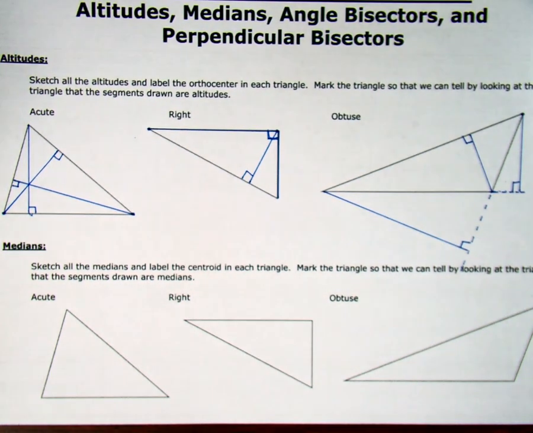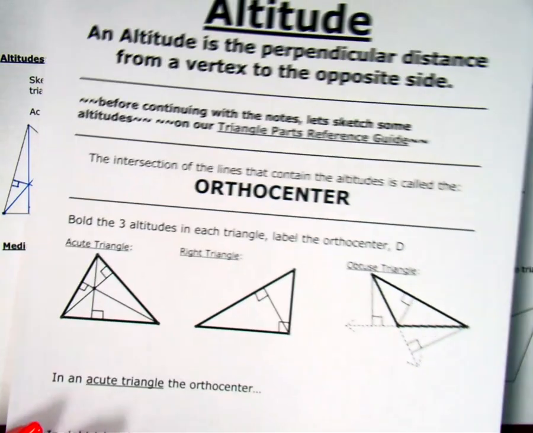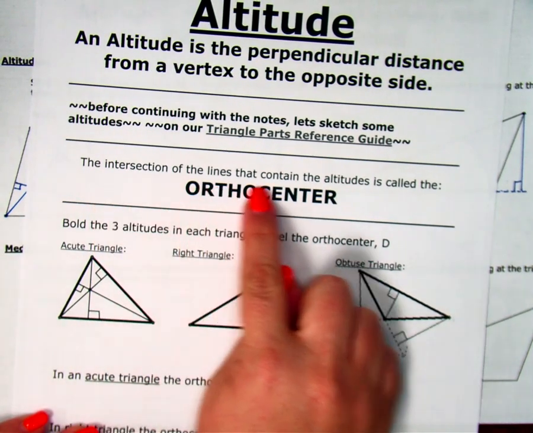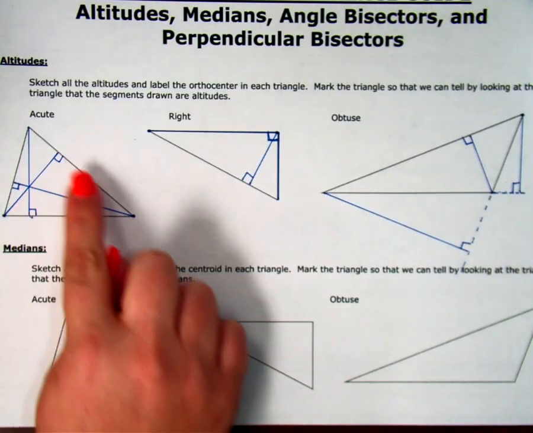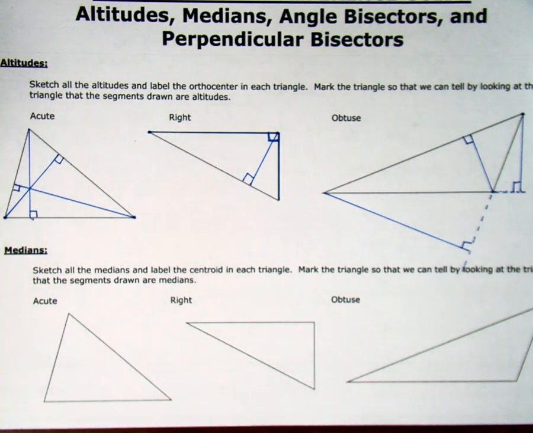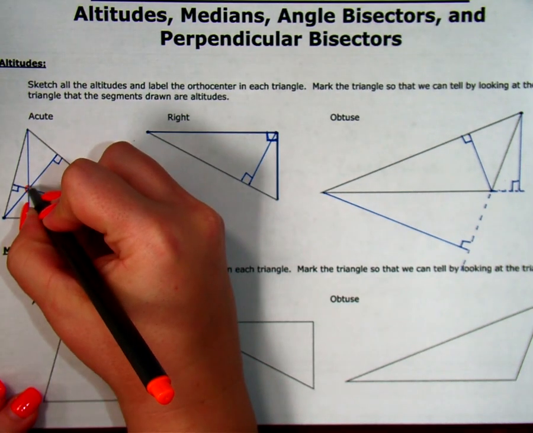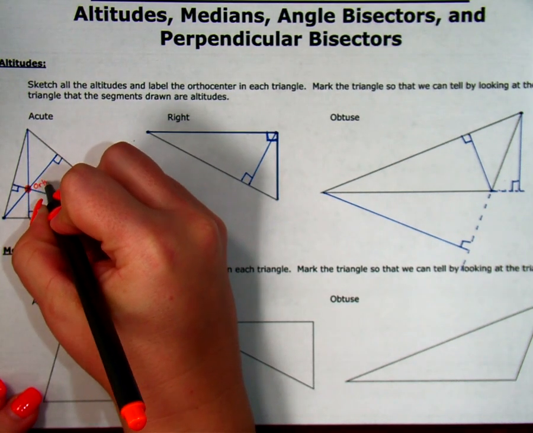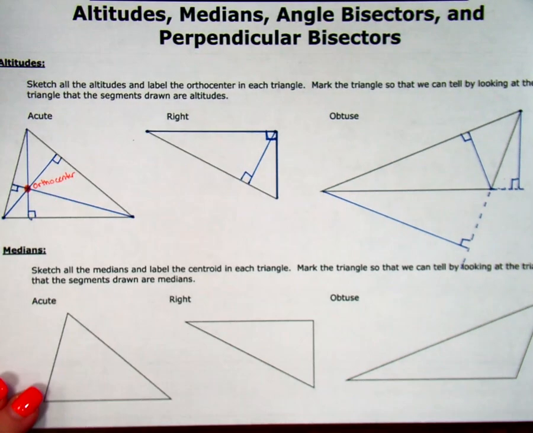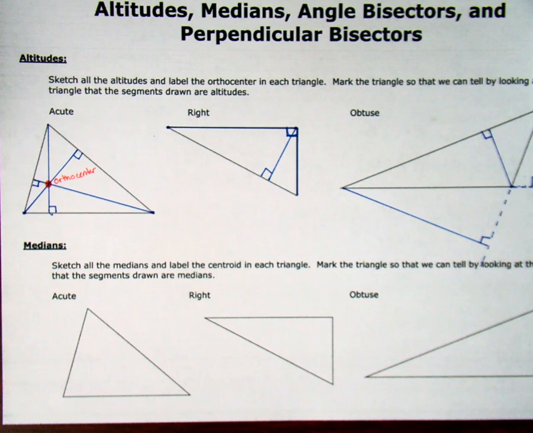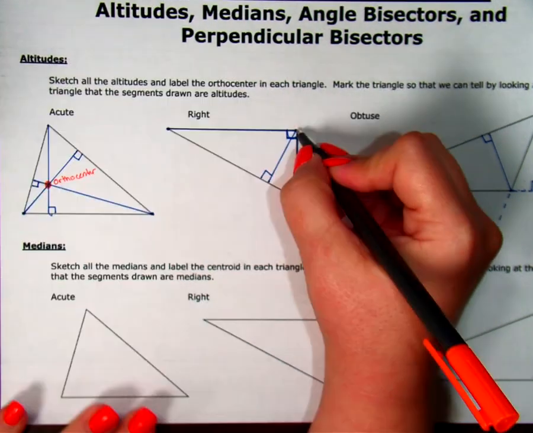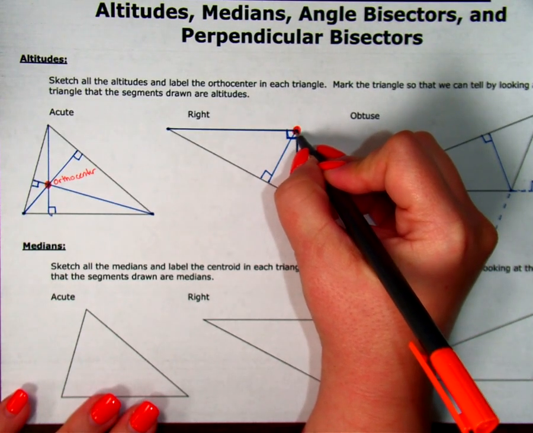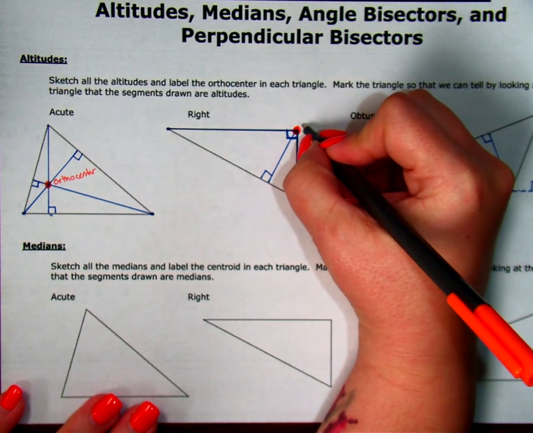All right. Now, if I look back at my original notes, it says the intersection of the lines that contain the altitudes is called the orthocenter. Okay? So I've got my altitudes here in my acute triangle, and I can see where they intersect. They intersect right here. This is the orthocenter for my acute triangle. Okay? On my right triangle, we'll look at where my three sides all come together. They all come together right here at the right angle. So in a right triangle, this is my orthocenter.